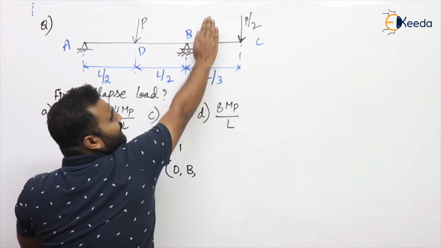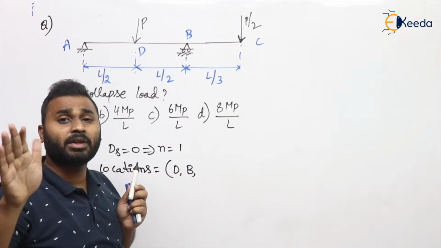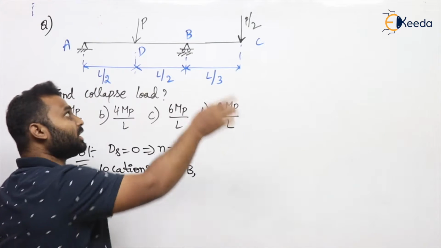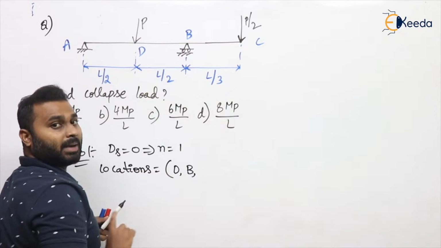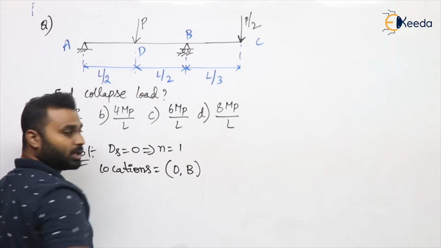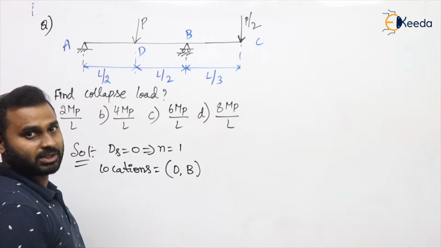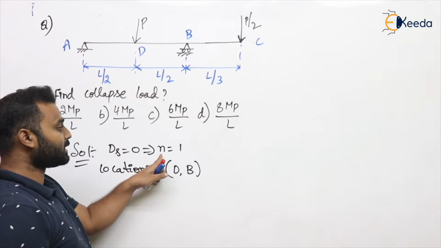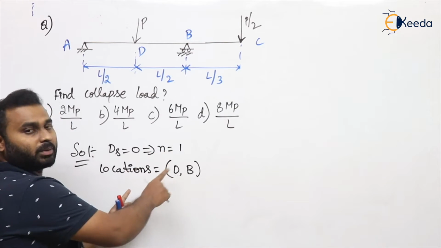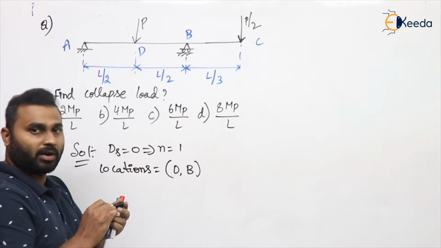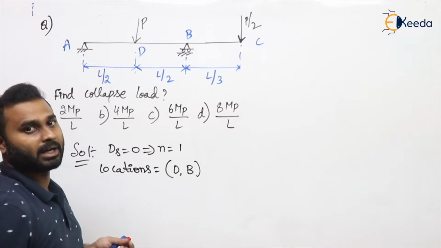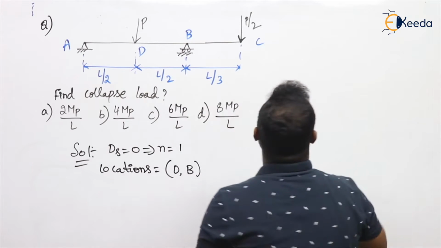If the span ended here, then at B there would be no chance for the formation of a plastic hinge. But in the given question, the span is continuing over B. Therefore, chances are there for a plastic hinge at B. So these are the two locations where plastic hinges may form. But how many plastic hinges are required for the formation of a mechanism? 1. But the number of locations is 2. Only one plastic hinge is required for the development of a mechanism. Now we'll go for both the possibilities.